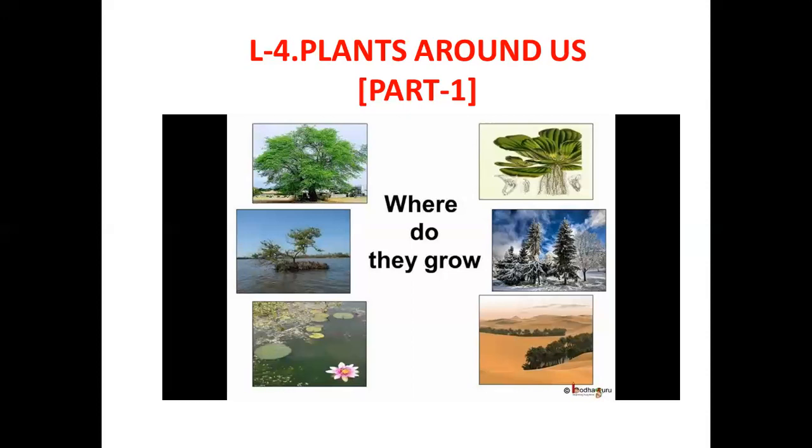So plants growing at different places are different in appearance and structure also. The place where a plant lives comfortably is called its habitat, and the plants which are growing at different places are different in appearance and structure. Now let us find out how plants found at different places differ from one another.